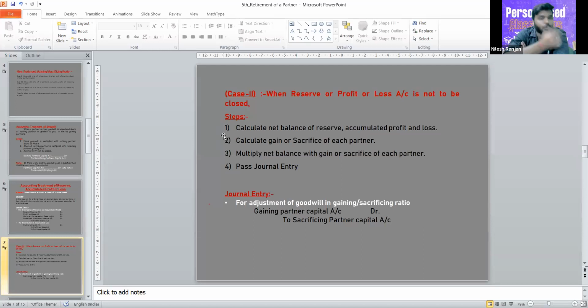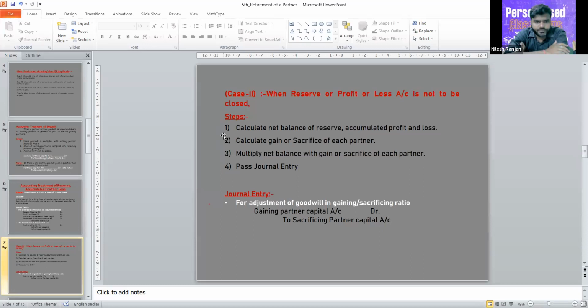So calculate gain or sacrifice of each partner. So we will calculate this. After that, multiply net balance with gain or sacrifice of each partner. Like we have done in valued goodwill, we have multiplied the share of retiring partner with gaining sacrificing of remaining partner. So in the same manner we are doing here. We will calculate the balance and we will multiply it with remaining partners gaining ratio and retiring partner sacrificing ratio. Sacrificing or old ratio, this is same.